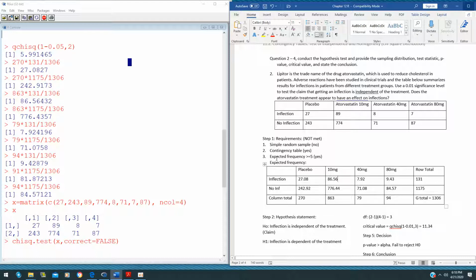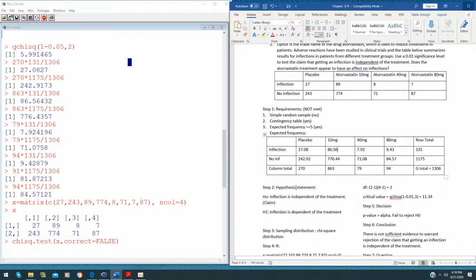And this is what we mean by the third requirement: every single one of these has to be at least 5, which in this case is true. And then step 2 is a hypothesis statement. The hypothesis statements usually come from the claim statement. Since the claim statement says that getting infections is independent of a treatment, that is your H0. The infections are independent of the treatment. That's your claim statement. And for the alternative, the infection is dependent on the treatment. So that's why in this case, you use one for independent and one for dependent.